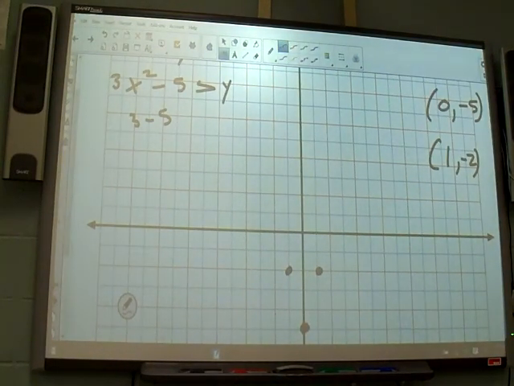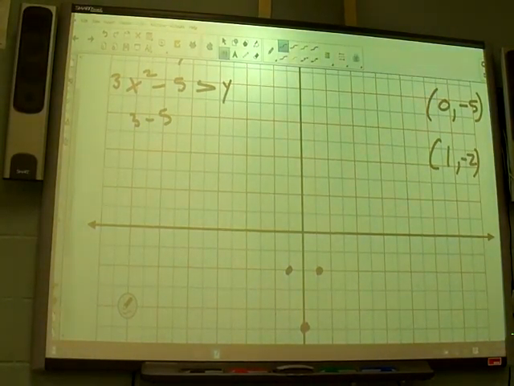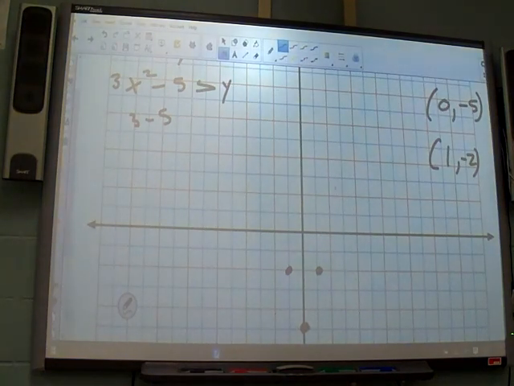Now, do you need to draw this parabola with a solid curve or a dashed curve? Good, Hunter. Dashed. So this is a narrow one.